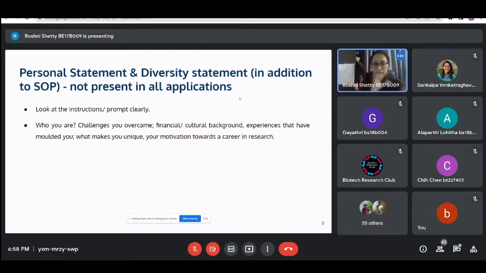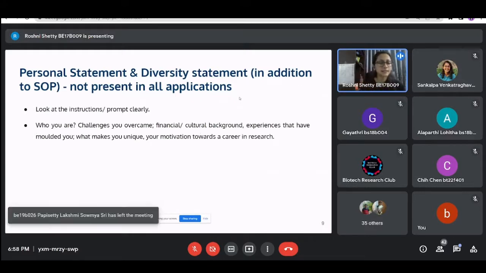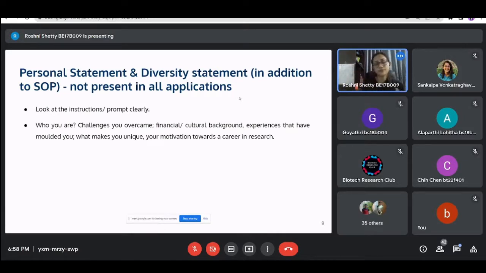These statements want to know more of who you are and the challenges you overcame as a person. So maybe you had any hardships during your education, or your financial or cultural backgrounds, or some experiences that have molded you and motivated you towards a career in research, and what makes you unique. This is typically what these statements want to know, apart from you as a researcher. Again, these are not present in all applications, but you may see them.